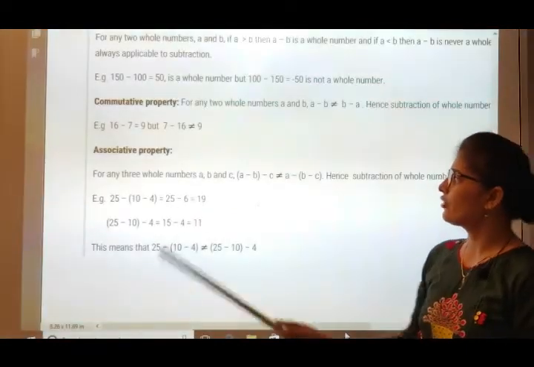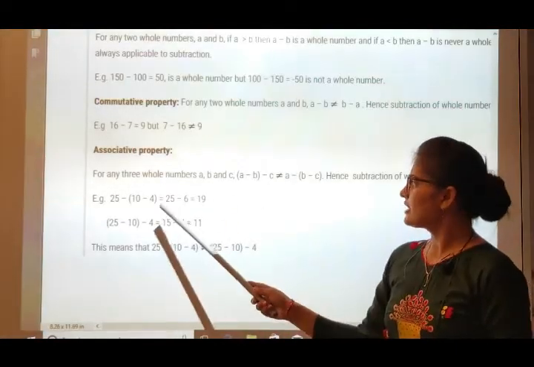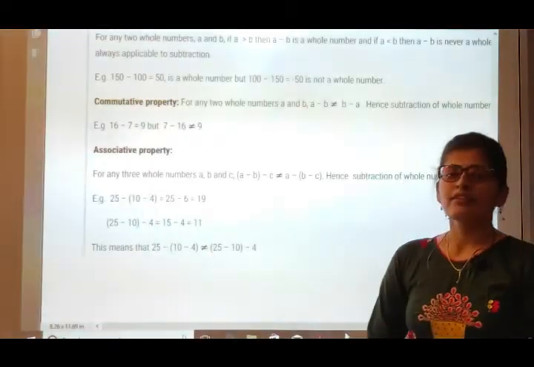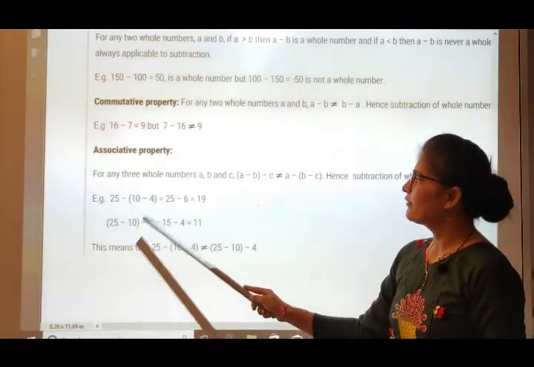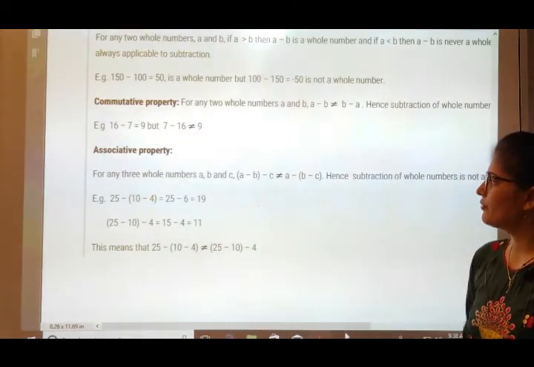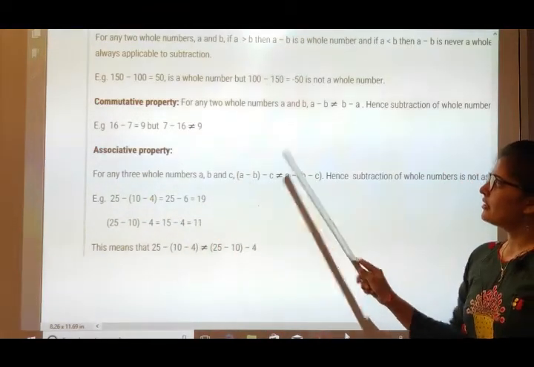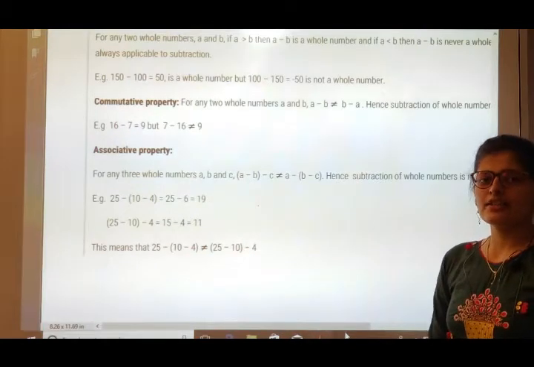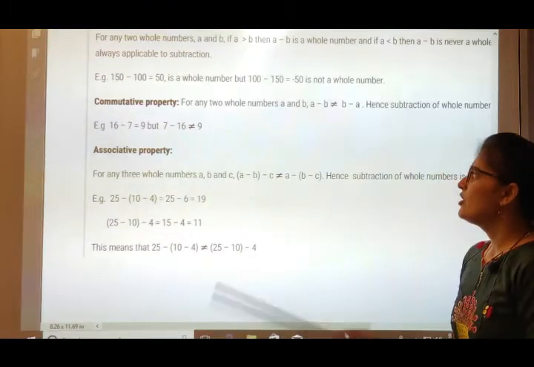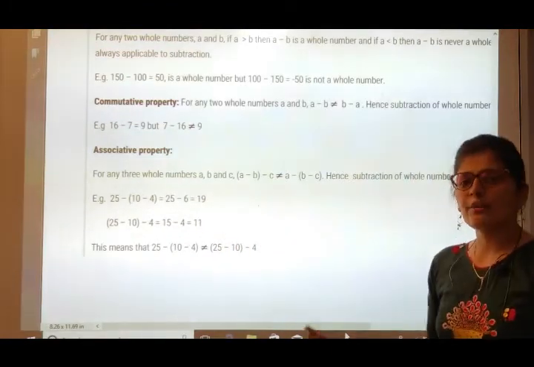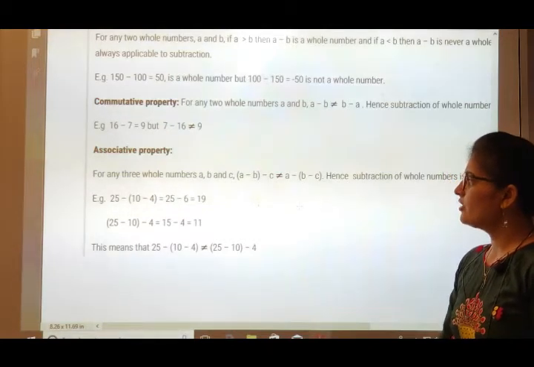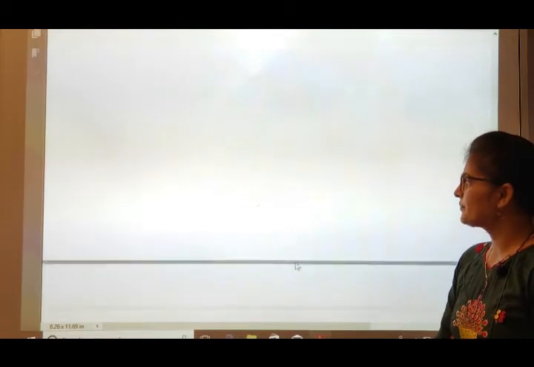First the grouping is done of 10 minus 4, so the answer we are getting is 19. Now next, first 25 minus 10 we are doing, after that we are subtracting 4. That will be equal to 15 minus 4, which is 11. Here you can see, for the first operation we are getting 19 as an answer, and for the second we are getting 11. That means that these both are not equal. So again associative property is not applicable for subtraction. So for subtraction no property is applicable.